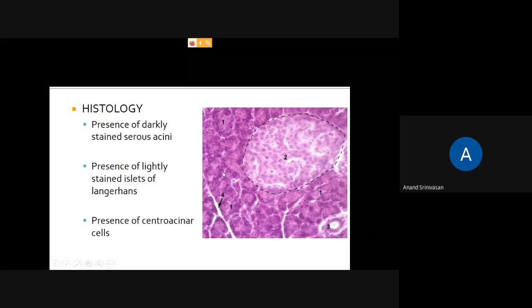Here you can see the darkly stained structure, serous acini, and the lightly stained islets of Langerhans. And the centroacinar cells, which are exclusively present in pancreas. Any doubts?